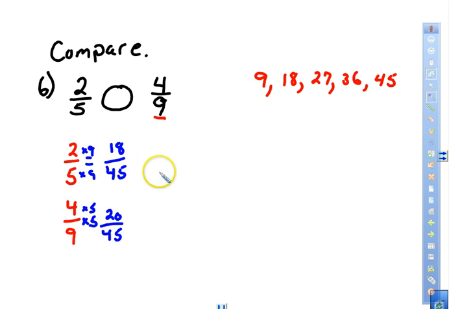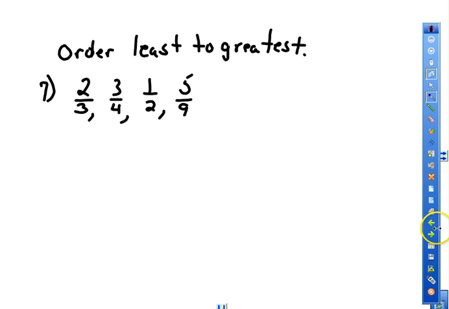And which one is larger? Now we can look at the numerators, and we see that 4/9 is larger, so 2/5 is less than 4/9. Okay, gotta find common denominators, make them with the least common denominator, and make them equivalent fractions so that they can be compared. Go ahead and put these in order from least to greatest. So go ahead and do this.